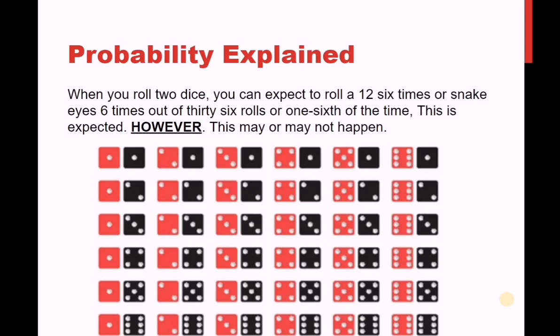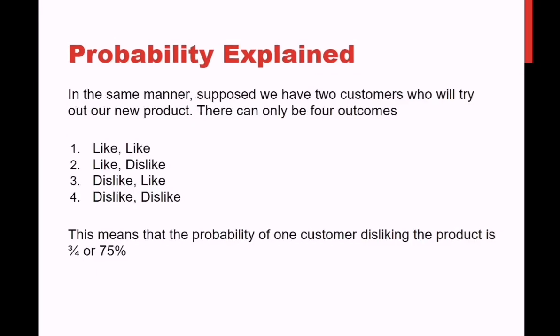That's what we expect. However, and I would like to underscore it, this is not guaranteed. This may or may not happen. In the same manner, if we will explain this in terms of business, suppose we have 2 customers who will try out our new product. We can only expect 4 outcomes, okay? First one would be both of the customers liking it. Second would be the first customer liking, second disliking. Third, vice versa, the first customer dislikes and then the second likes. And then fourth is the worst, which is both of the customers disliking.